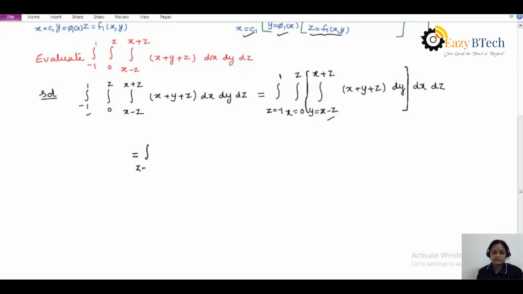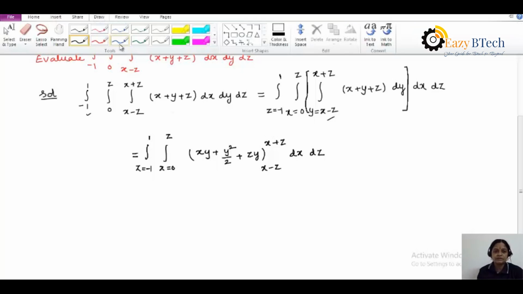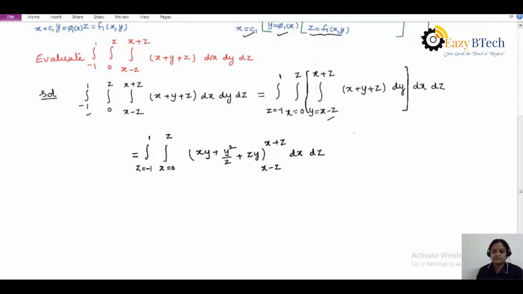So the integral z is equal to -1 to 1, the integral x is equal to 0 to z. Now doing the integration with respect to y, the integral is xy plus y square by 2 plus zy, between the limits x minus z to x plus z. With respect to y is completed here, and the next integration is dx dz.